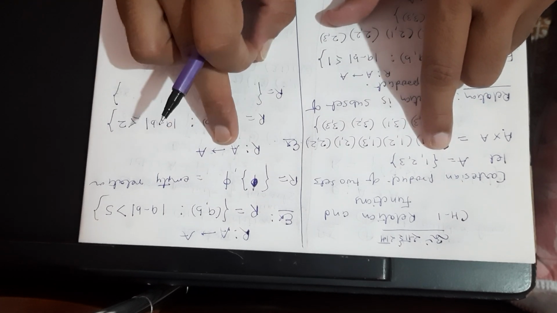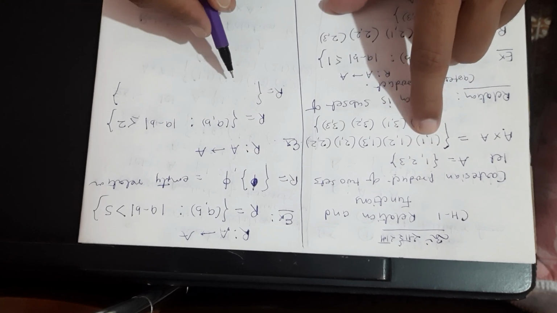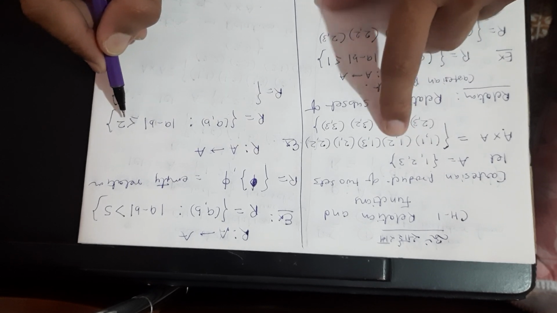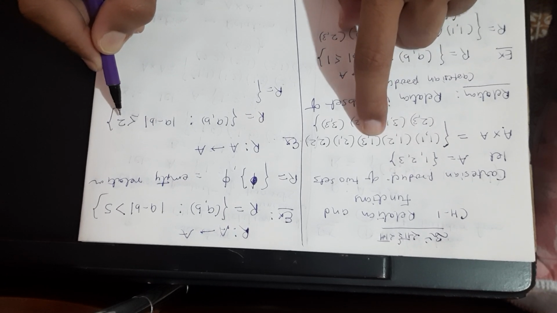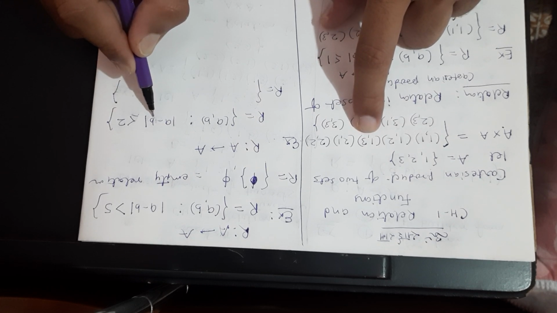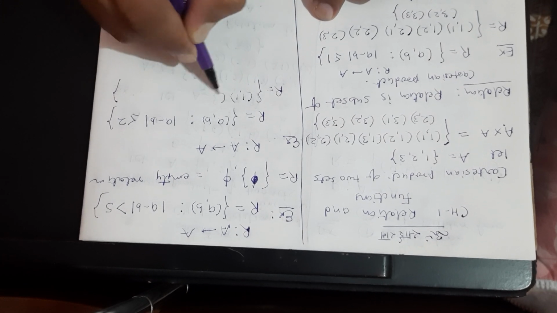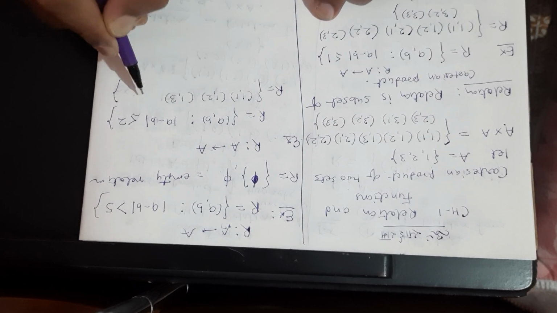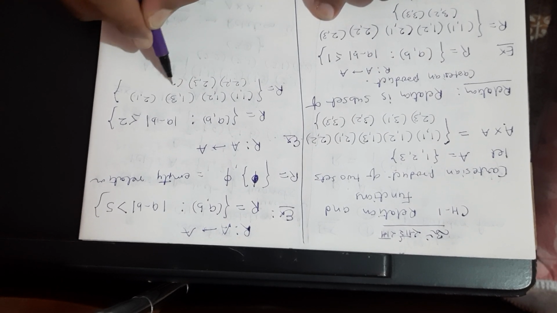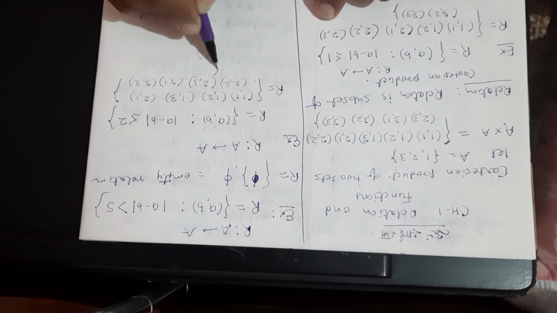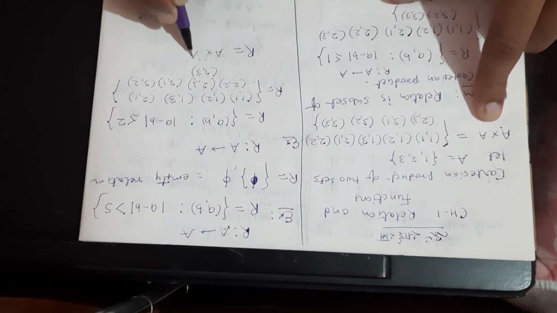If your relation is defined on A, and you find the elements: 1, 1, |1 - 1| = 0, less than 2; 1, 2, |1 - 2| = 1, less than 2; 1, 3, |1 - 3| = 2, equal to 2. All the elements will lie in that relation. What did you observe? Your relation is actually equal to A cross A.